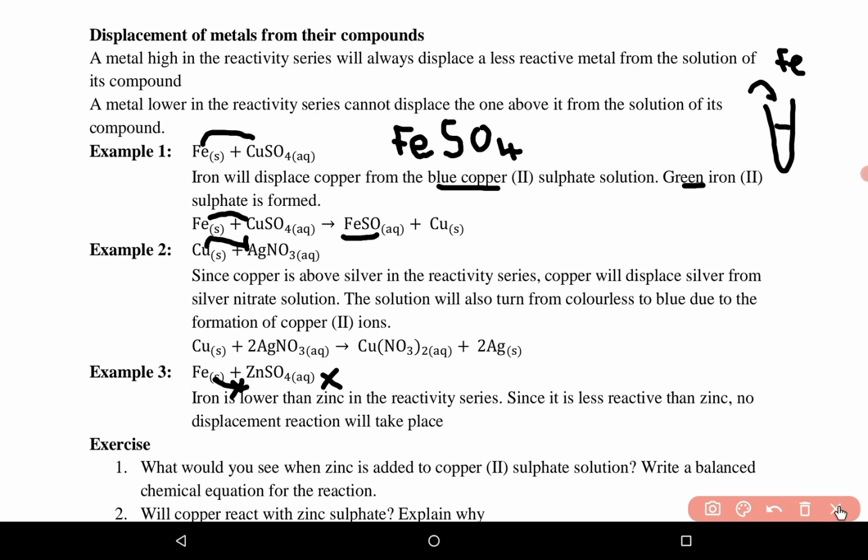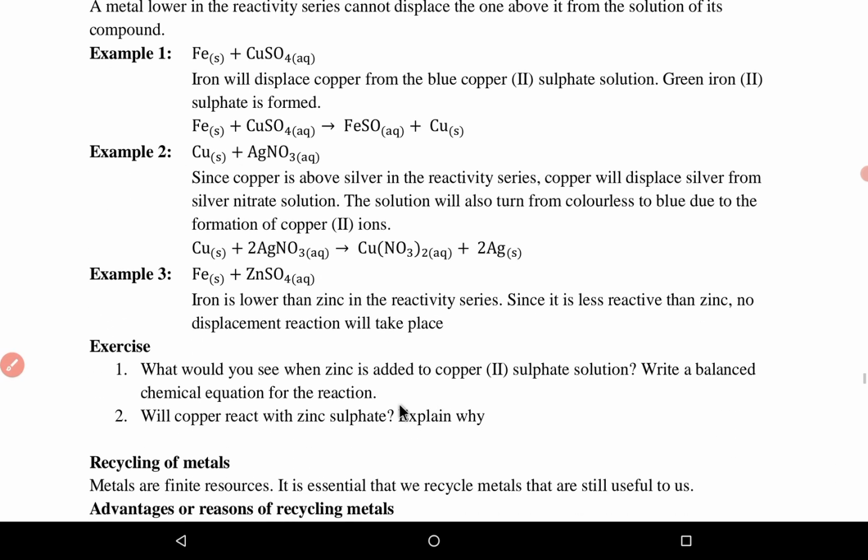Let's try to do this. What would you see when zinc is added to copper 2 sulfate solution? Zinc is more reactive than copper, so what will happen? Zinc will displace the copper and form zinc 2 sulfate, or zinc sulfate. Will copper react with zinc sulfate? No, because copper is less reactive than zinc. So that is how you do this.